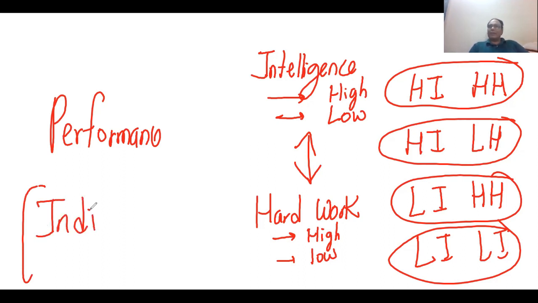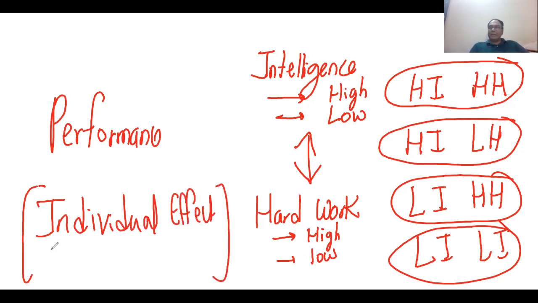There are two types of effects in two-way ANOVA. One is known as the individual effect, and the second is called the interaction effect. Right. So what is the meaning of individual effect and interaction effect? Individual effect means whether intelligence has a significant influence on the performance. This is the individual effect of intelligence. Then I can find out whether the hard work has a significant effect on the performance. This is the individual effect of the hard work.